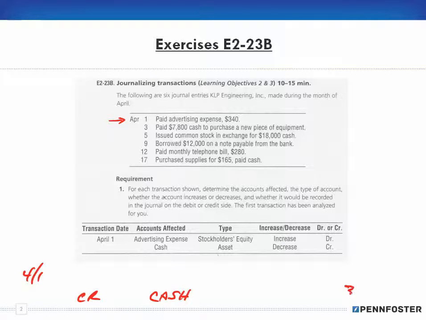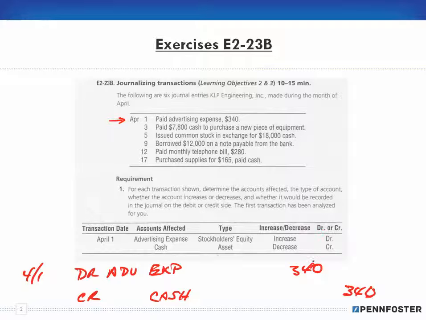A credit to cash for $340. And what am I paying? I'm paying the advertising expense, so my debit would be to advertising expense. And of course you'd write that out, but I'm just abbreviating to get through the work. So that's $340, and that's what my journal entry would look like in the proper formatting. I'd have a debit column here and a credit column here. I have the debit flush left and the credit indented, and of course I put the date.